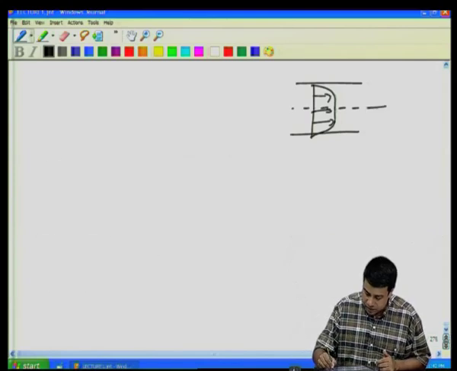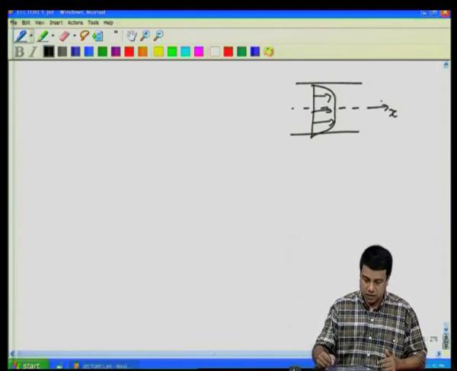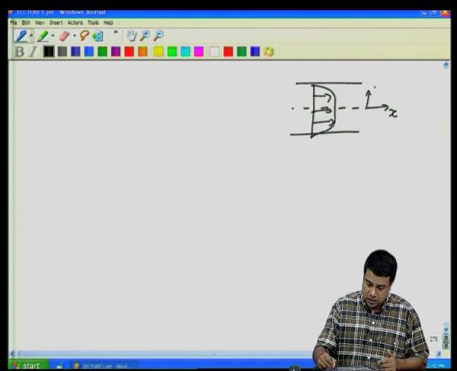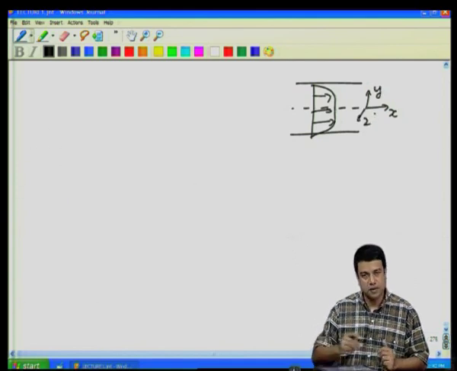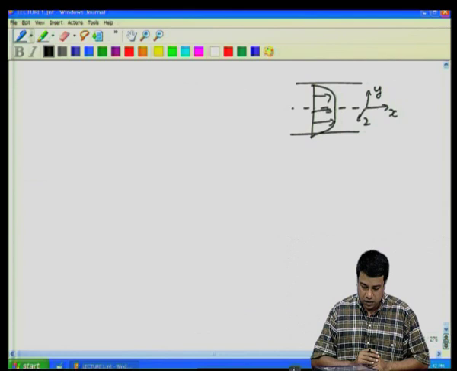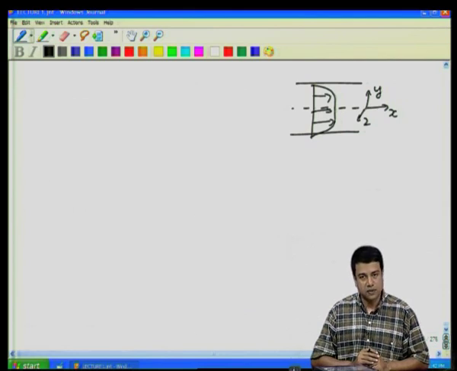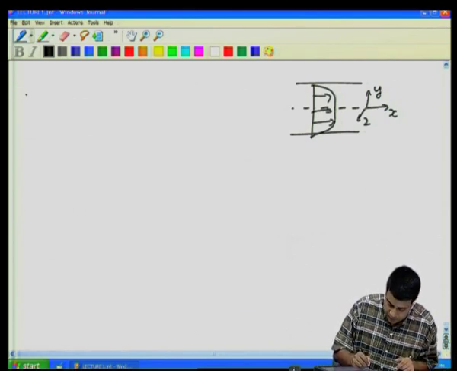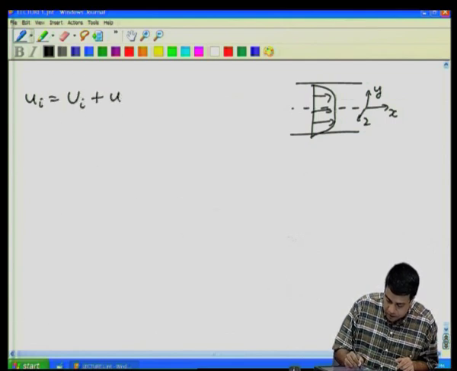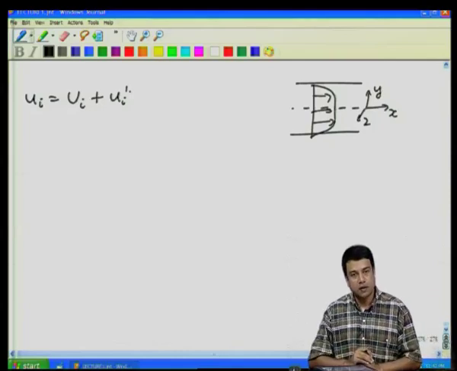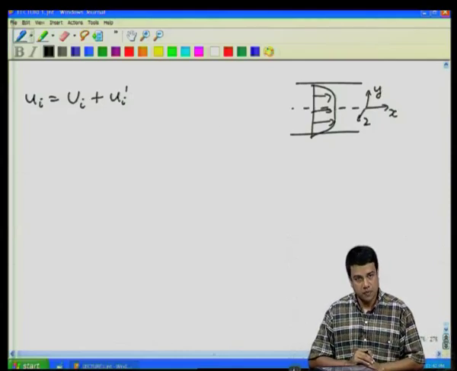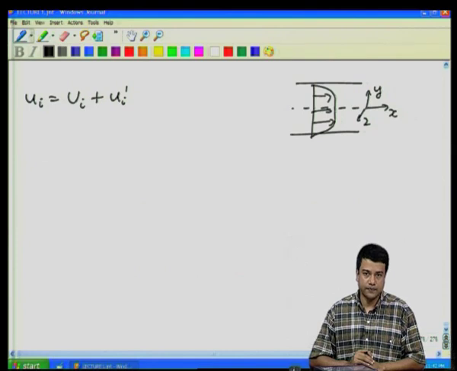In this particular case, the flow is only in the x direction. So, the mean velocity is only in the x direction, there is no mean velocity in the y and z directions. So, simplistically I could say that I want to separate out the total fluid velocity into a mean capital Ui plus a fluctuating part Ui prime.